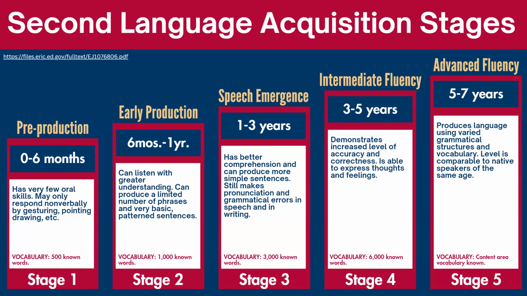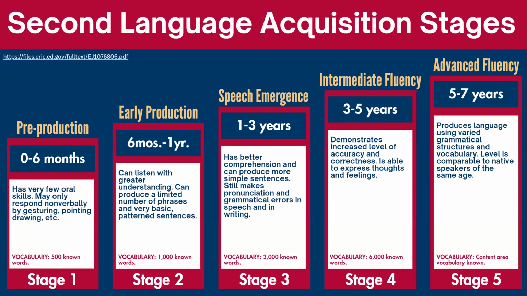This is where the language comes with a little more ease. You're still a little bit limited, depending on basic phrases, vocabulary, and patterns, but you can see that the vocabulary is also increasing to about 1,000 words versus 500. So you're starting to be able to do a lot more with the language. And then within 1 to 3 years, that's when speech emergence can come. That's when it becomes a lot easier for a student to actually have conversations and navigate situations in the language. You're still going to be making some grammatical errors, but you're starting to get a hang of being able to communicate, and you can see that vocab going up to about 3,000 words.